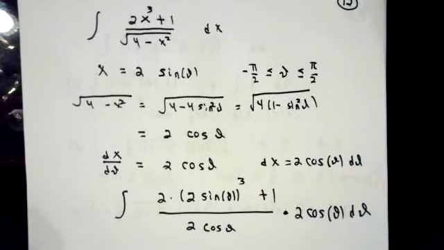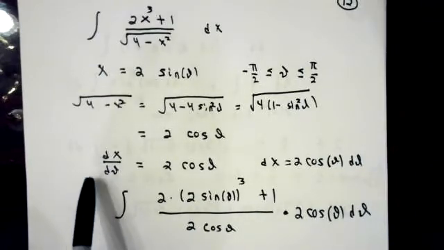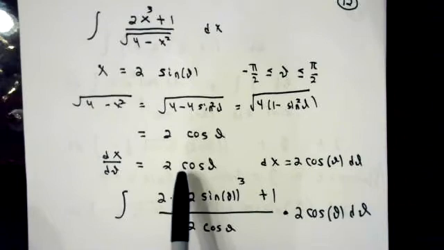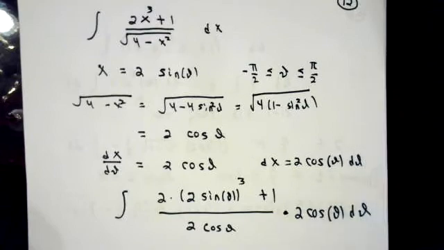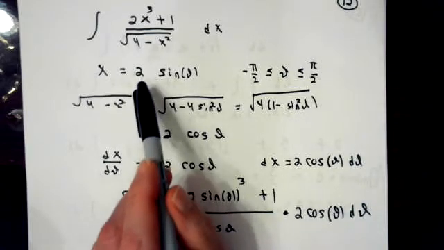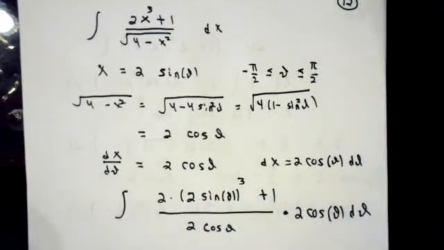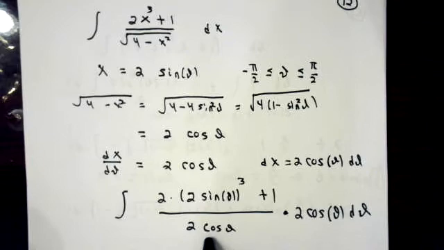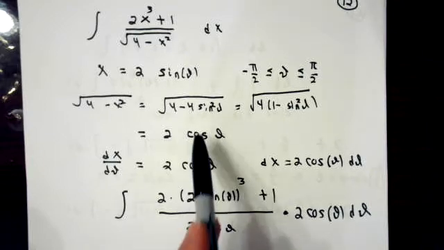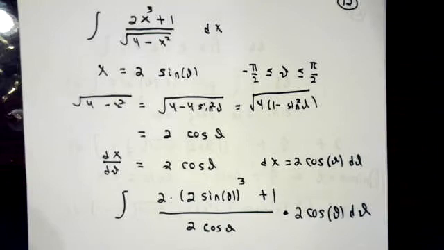I have to take care of the dx, though. dx d theta is 2 cosine theta. dx is 2 cosine theta d theta. So upstairs in my fraction, I'm going to have 2 times x cubed, 2 times the cube of 2 sine theta. Then I'm going to add my 1. I divide by square root of 4 minus x squared, which worked out to be 2 cosine theta. And then the dx is 2 cosine theta d theta.